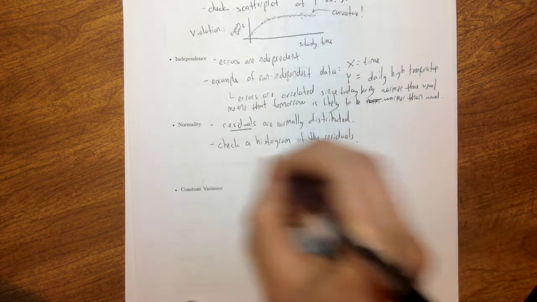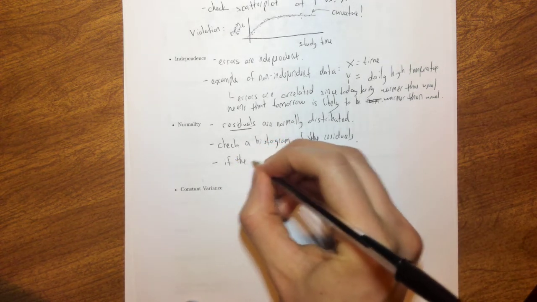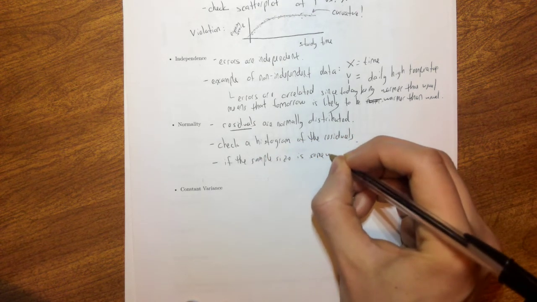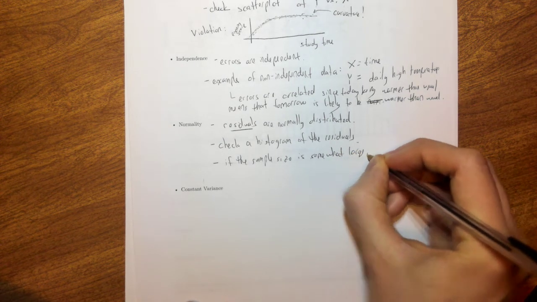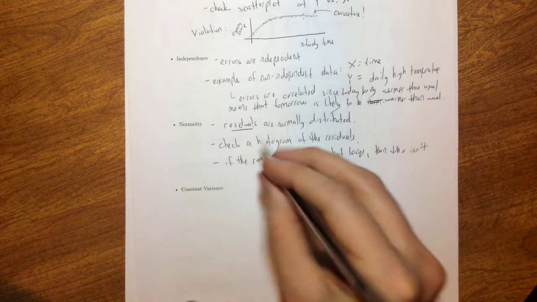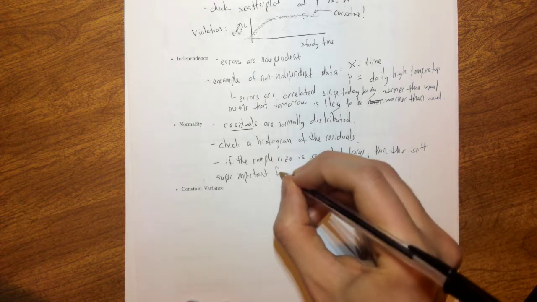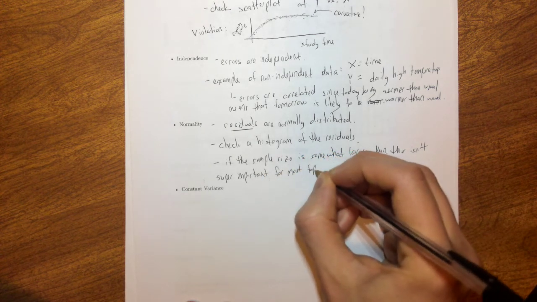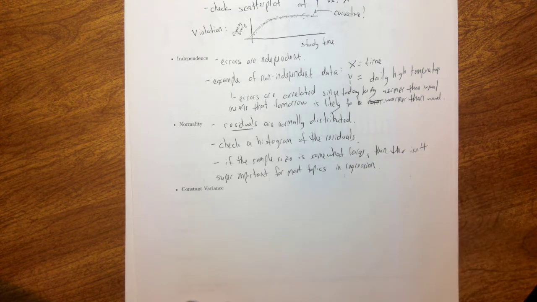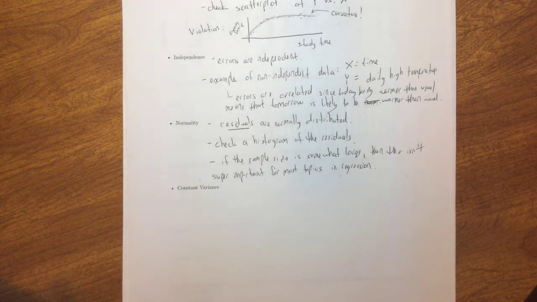This is the least important of the assumptions. We're just going to make a note that if our sample size is somewhat large, then this isn't super important for most topics in regression. In particular, it's not super important for all of the topics that we talk about in intro stat. So if we have a large sample size, then most of the time we're pretty much good.